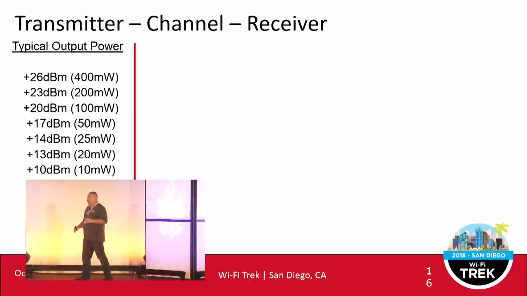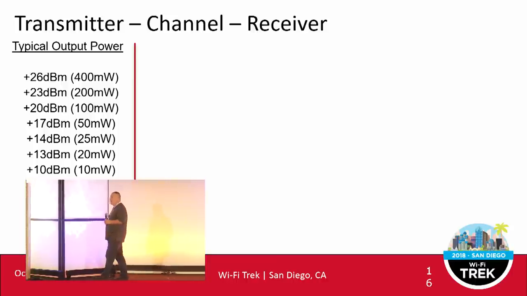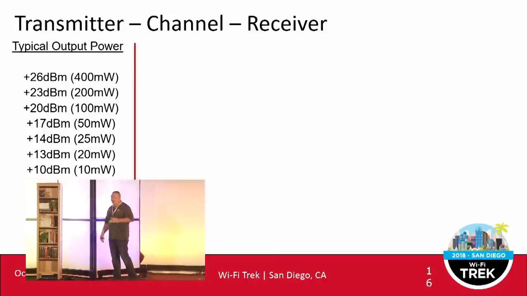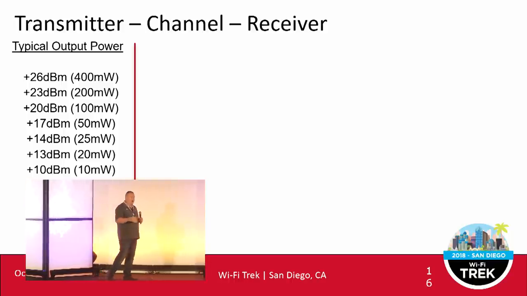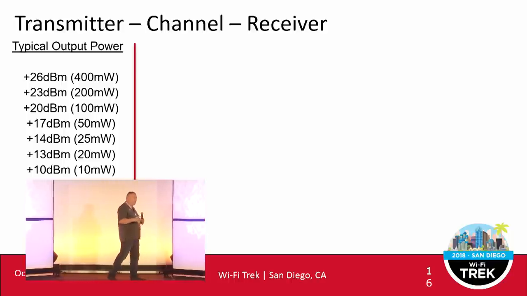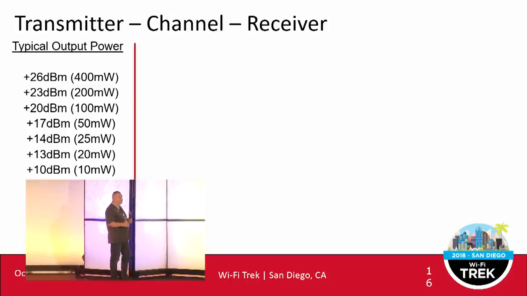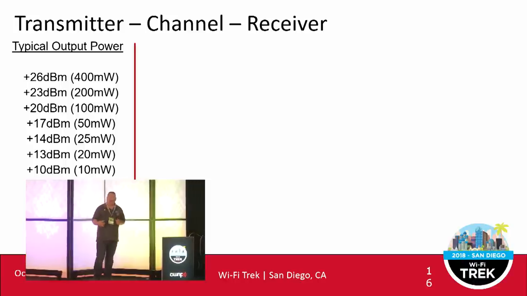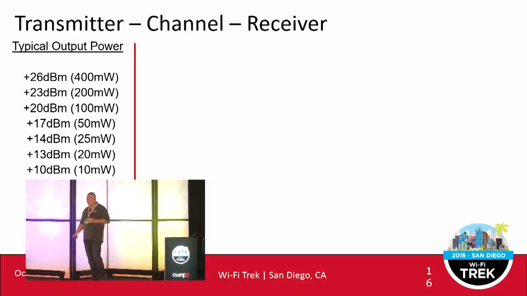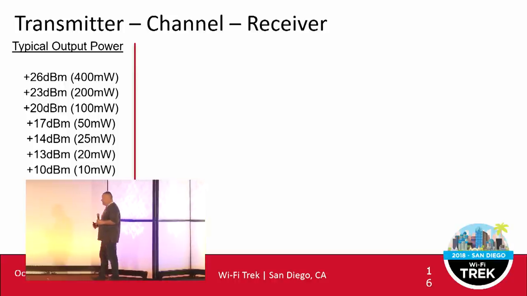I get a question all the time from students: how much power do I use on a 5 gig or a 2.4 gig radio? I go from around 10 to 14 dBm EIRP on 5 gig, and about 6 to 10 on 2.4 EIRP, but I tend to turn off a lot of 2.4 radios. You probably already know that really well. So those are the two ranges that I start at. That's not to say that I finish there.